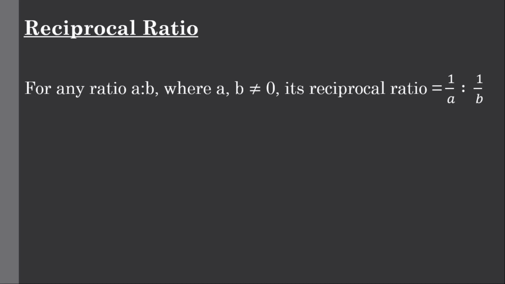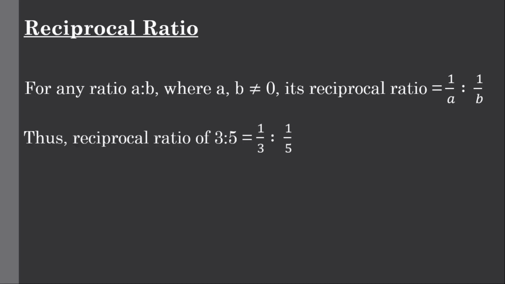Why should A and B not be equal to 0? If A and B is 0, 1 over 0 is infinity. Therefore, A and B should not be equal to 0. So, the reciprocal ratio of 3 is to 5 is 1 by 3 is to 1 by 5.